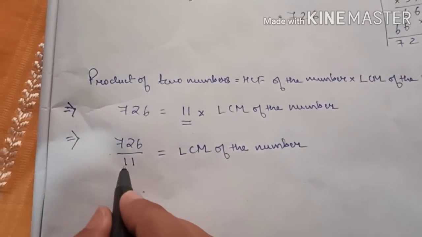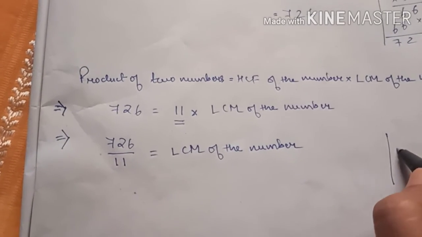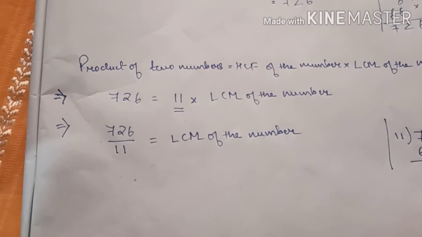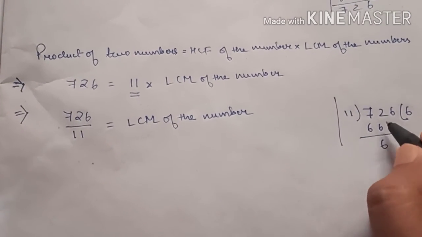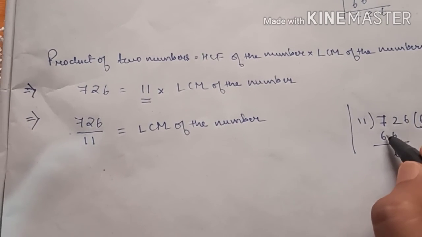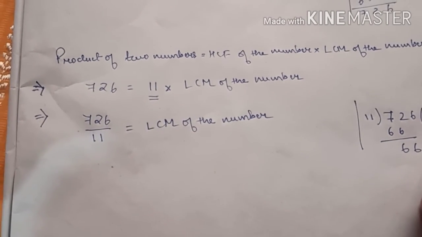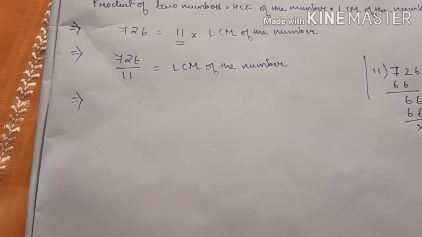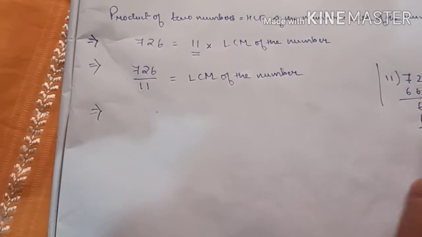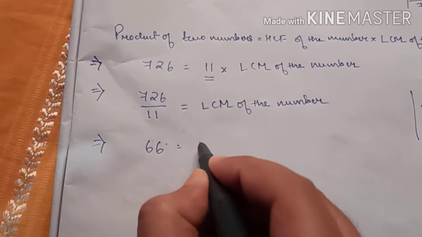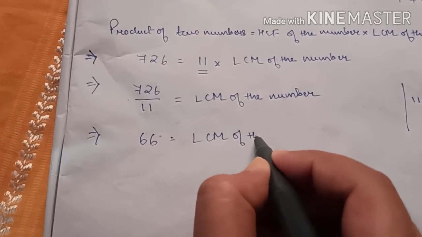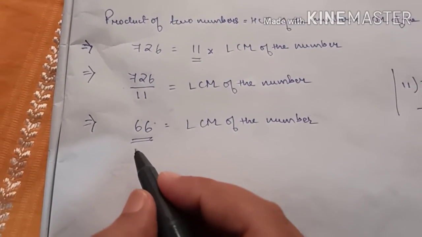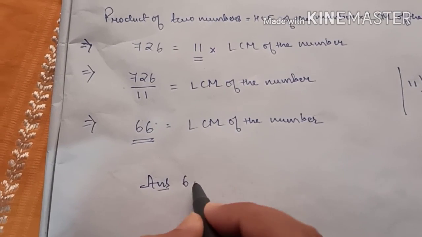Next line, we will divide this, you can do in the rough. 11 sixes are 66. 12 minus 6 is 6. From here we have carried 1, so this will become 6. 6 minus 6 is 0. This 6 will come here. Again 11 sixes are 66. So again implies, 726 divided by 11 is 66. So we have got the LCM of the number. So the answer is 66, okay.